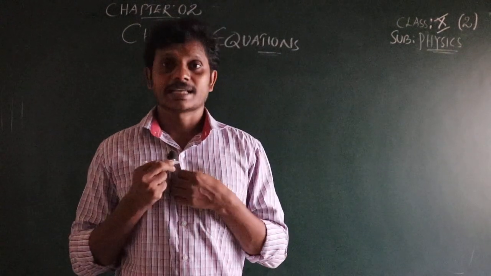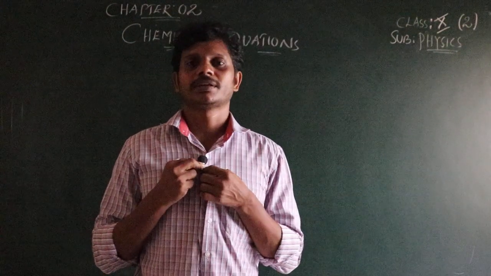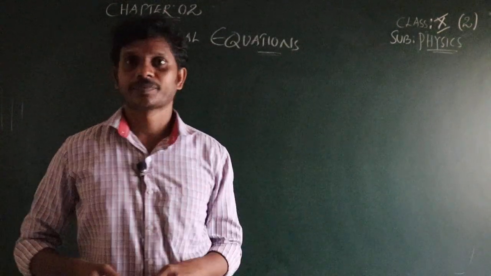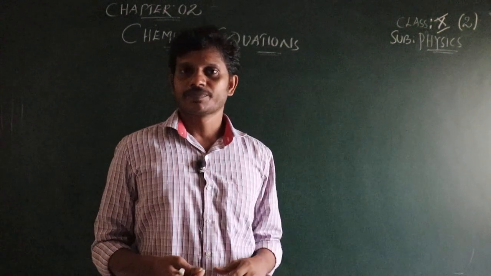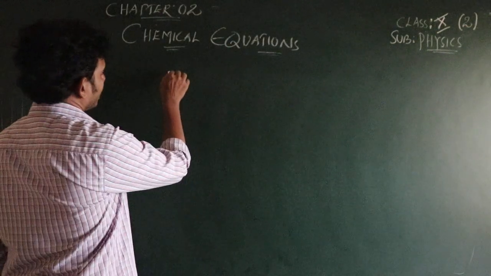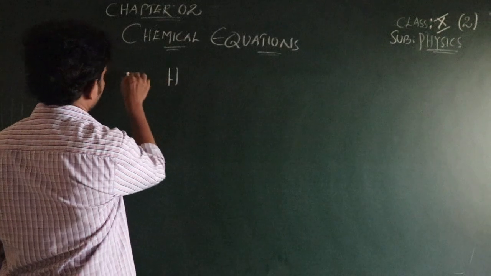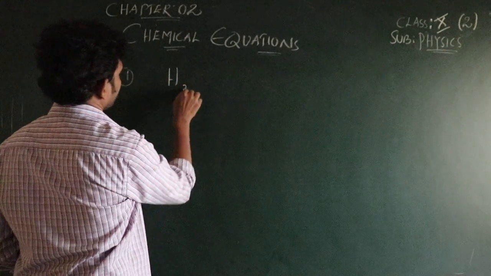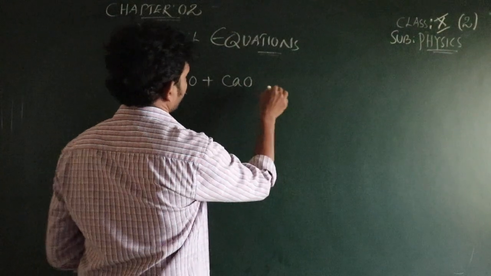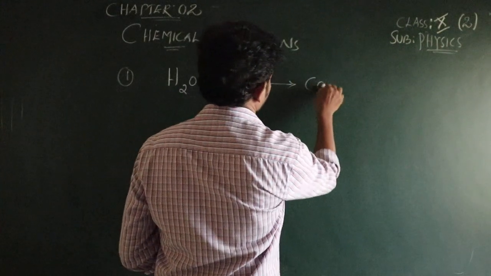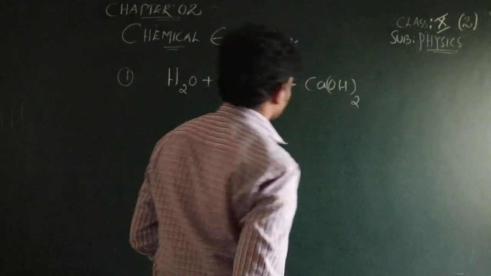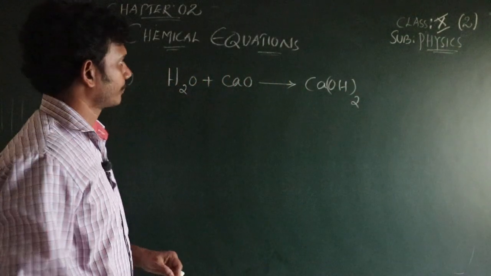Yes, in the last class of ours, we discussed the first activity, second activity, and also third activity. In the first activity, what's the chemical equation? Water reacted with calcium oxide, CaO. It produced Ca(OH)2. So calcium hydroxide is formed.